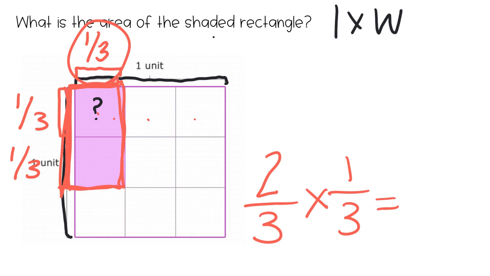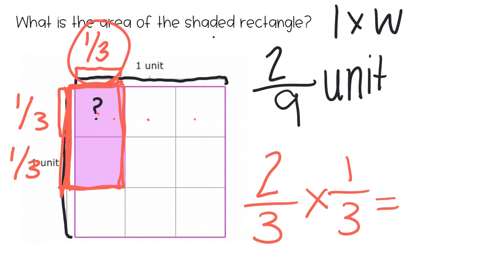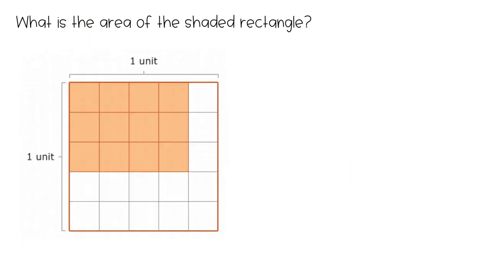2/3 times 1/3 equals 3 times 3. Oh, 3 times 3 is not 3. 3 times 3 is 9. And 2 times 1 is 2. So 2/9 units squared. Remember, that's very important to have our units, and sometimes I might say feet, inches, centimeters, meters, all those good things. But in this case, it's just talking about units. So our answer is 2/9 units squared.